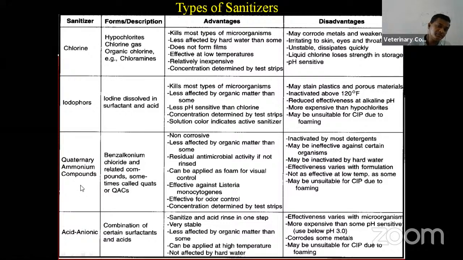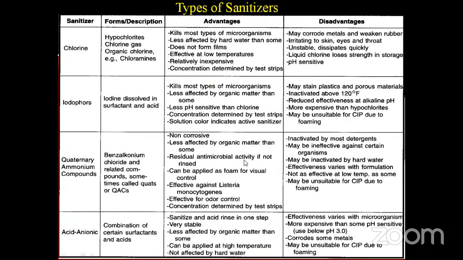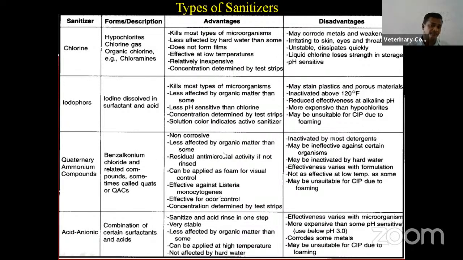Quaternary ammonium compounds are still stronger sanitizers compared to chlorine or iodophores. Benzalkonium chloride or related compounds, we call them QAC or QATs. They are very much used in the industry. However, in the presence of organic matter, their effectiveness gets reduced. And if not properly rinsed, their residues that remain on the food surface have food safety concerns.